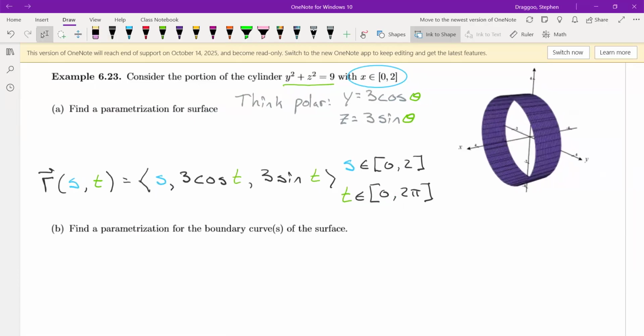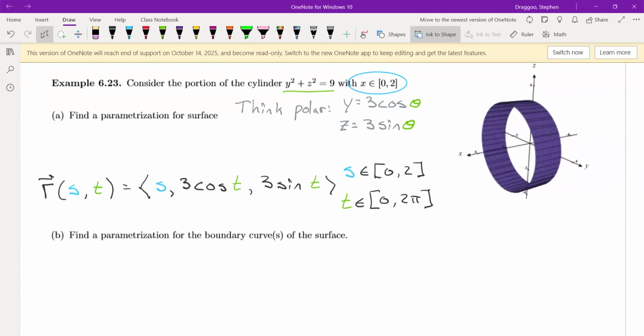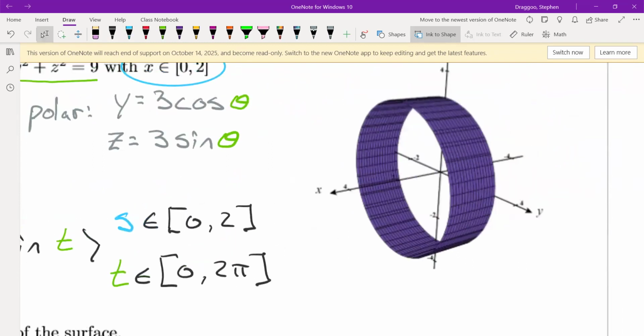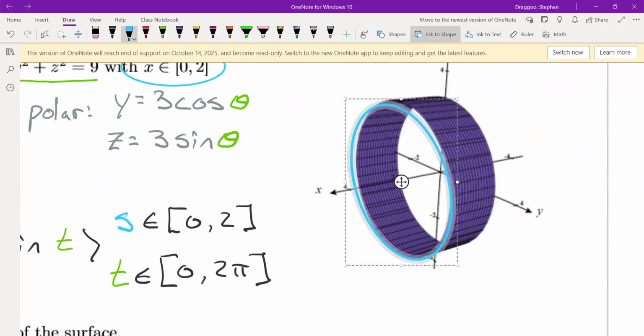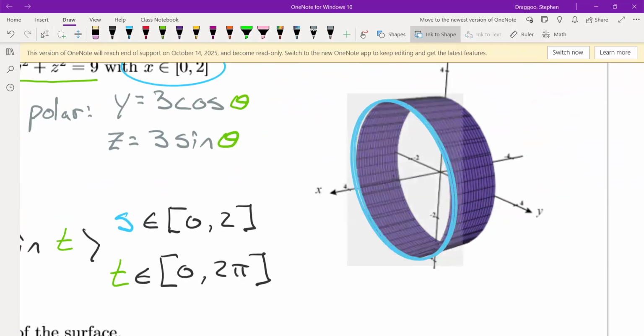Well, just like the last one, we're going to look for a parameterization of the boundary curves of the surface, if we have any. And here, I think we've got two of them. One of them is right here on this front face, and we're going to see how well I can do tracing an ellipse around this cylinder. Oh, I had ink to shape turned on, so that's kind of cheating. But since it just happened anyway, I might as well fit it nicely to the shape that I have. I've got this boundary curve at x equals 2.